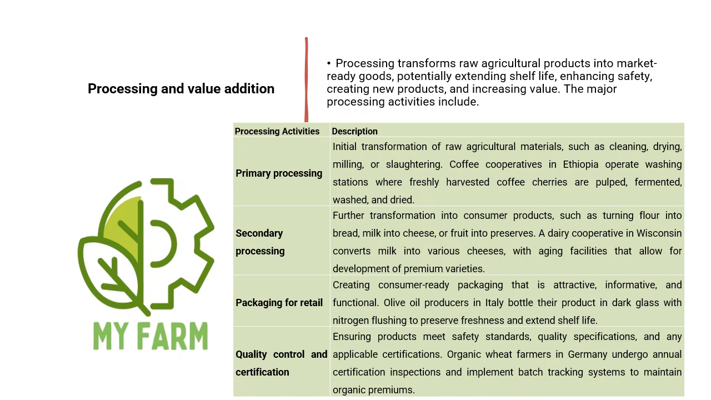Quality control and certification ensure products meet safety standards, quality specifications, and applicable certifications. Organic wheat farmers in Germany undergo annual certification inspections and implement batch tracking systems, maintaining the integrity needed to capture organic premiums in the marketplace.